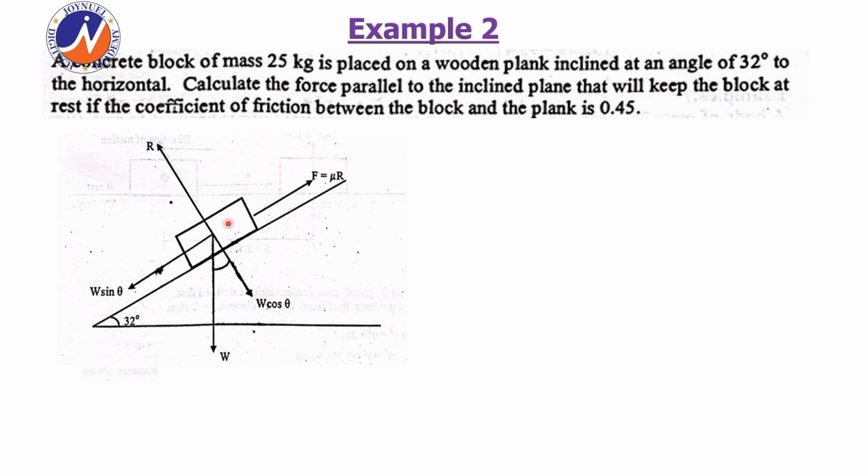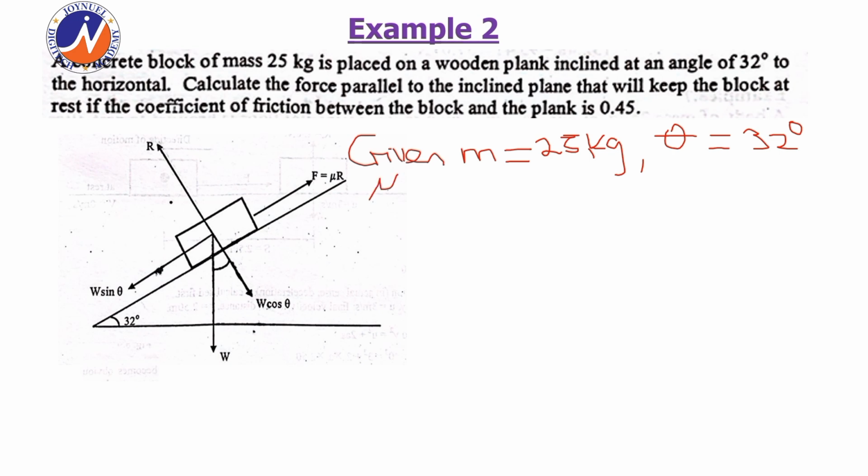F is acting this way, then the parallel component of the force is acting this way. The frictional force is acting this way. Let's write out all the parameters that we have been given. Given the mass as 25 kg, given theta as 32 degrees, then mu is already given. Remember that the coefficient of static friction has no units, and is given already. So let's get the force that will keep it at rest.